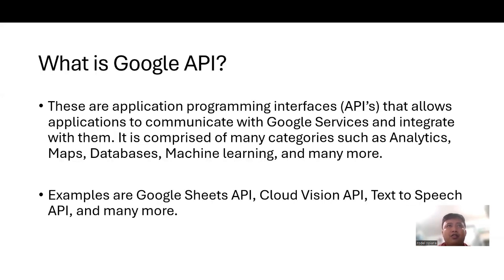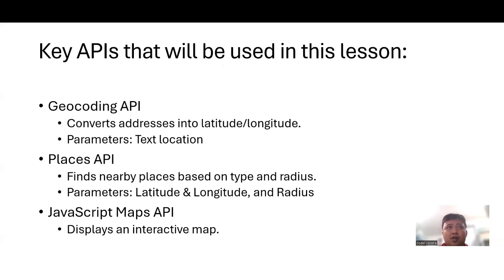So first, let's define what Google API is. These are APIs, or application programming interfaces, that allow applications to communicate with Google services and integrate with them. It is comprised of many categories such as analytics, maps, databases, machine learning, and many more. Examples are Google Sheets, Cloud Vision for image analytics, text to speech, and many more. In this lesson, we have three key APIs that will be used.